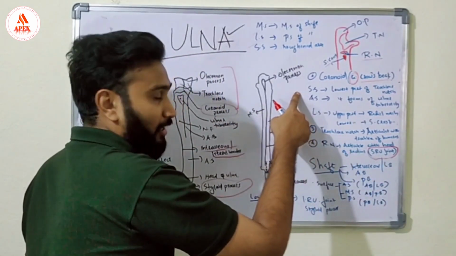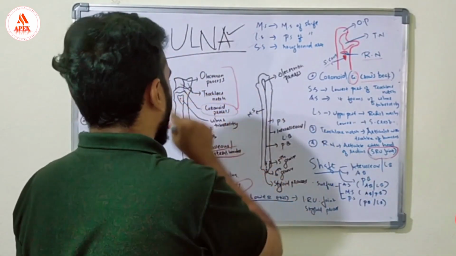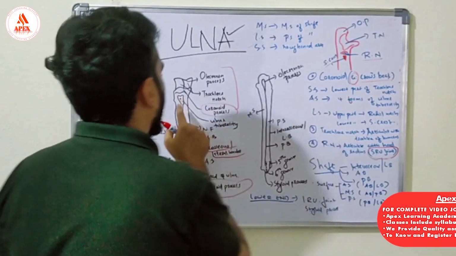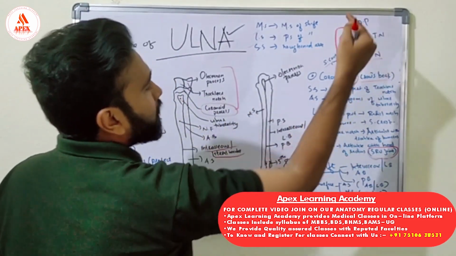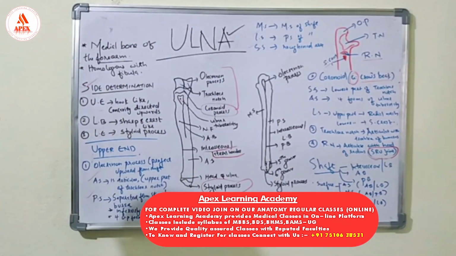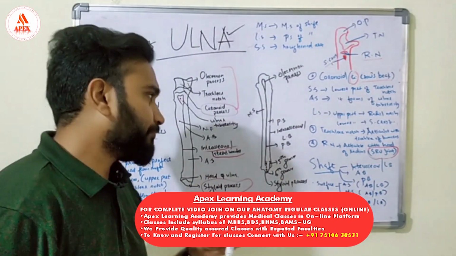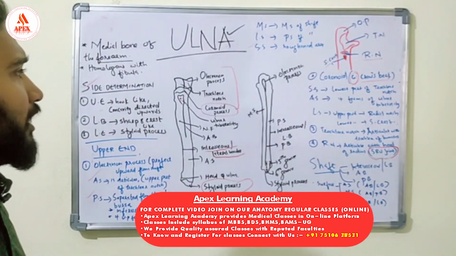Okay, so the superior surface, we said, is the lowest part of the trochlear notch. Then the anterior surface forms the ulnar tuberosity, and on the lateral surface we have the upper part, the radial notch, and the lower part, the supinator crest. So the coronoid process is completed. Then the third point is the trochlear notch.